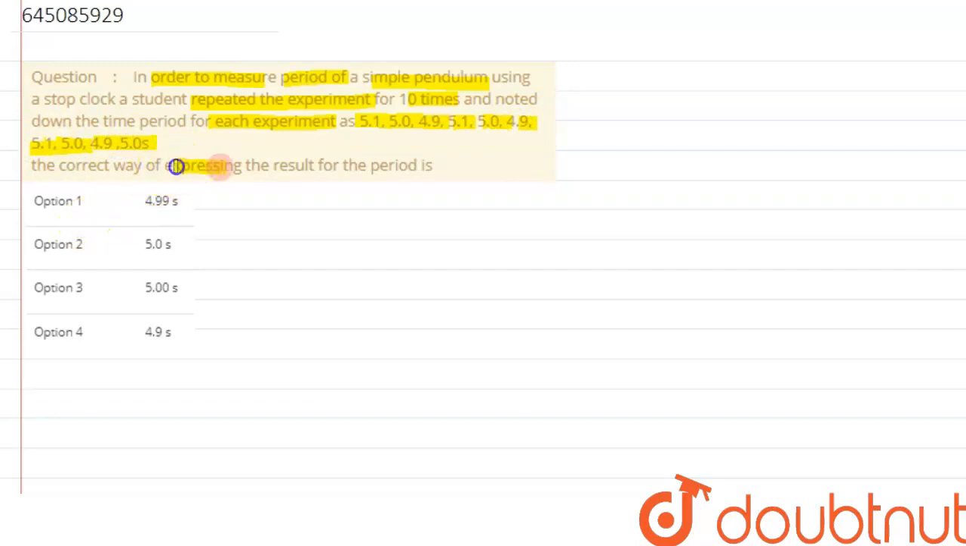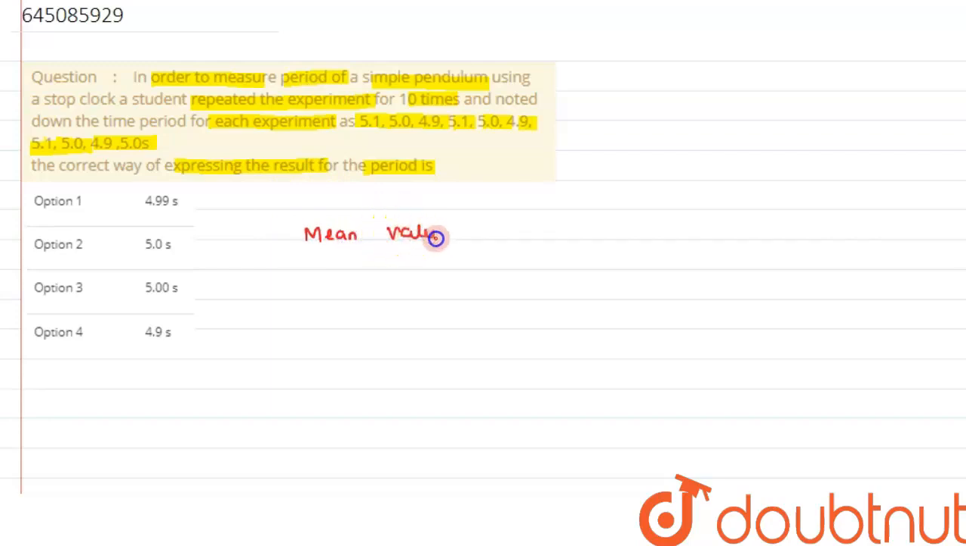The correct way of expressing the result of the period is, so as we can see, the experiment has been repeated 10 times, so we can use the mean value of the time period. So we can write the mean value, or we can say the average value.